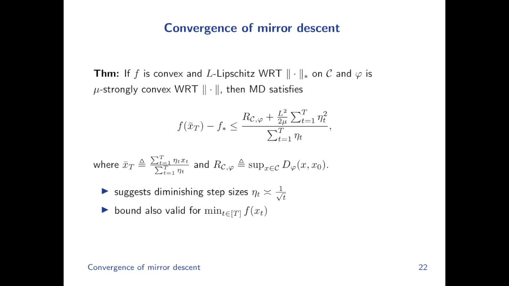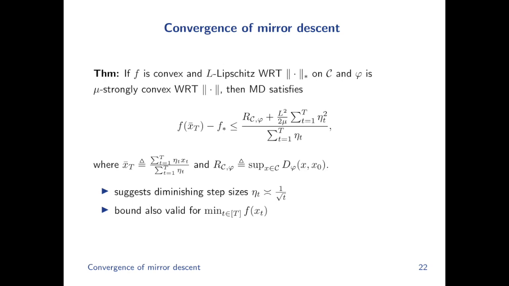But fortunately, the denominator is going to be square root of t. So log t over root t still goes to 0, and so you're still okay. And if you ignore the fact that log t grows super slowly, it's basically 1 over root t convergence rate. So this is again comparable to subgradient descent.